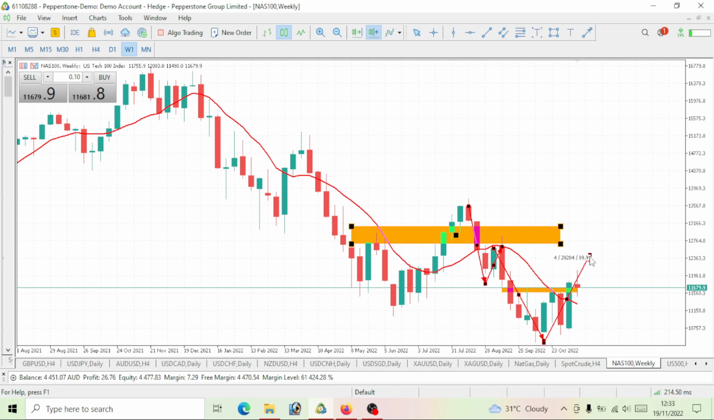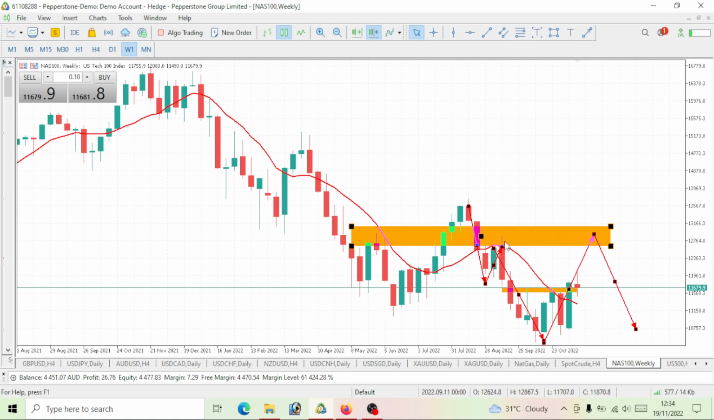So it should not be a surprise if our NASDAQ 100 continues to push up to this level of 12,000. Currently we're trading at 11,679. It should not be a surprising or new thing that price actually goes up to a level of 12,764. So watch out for it. This NASDAQ 100 should come to this level, then drop, right?